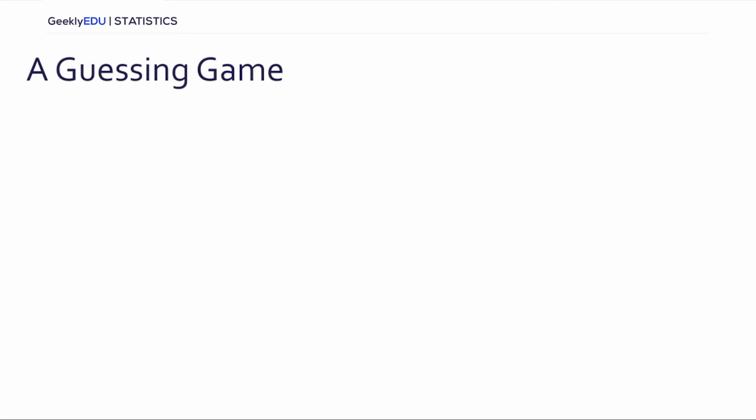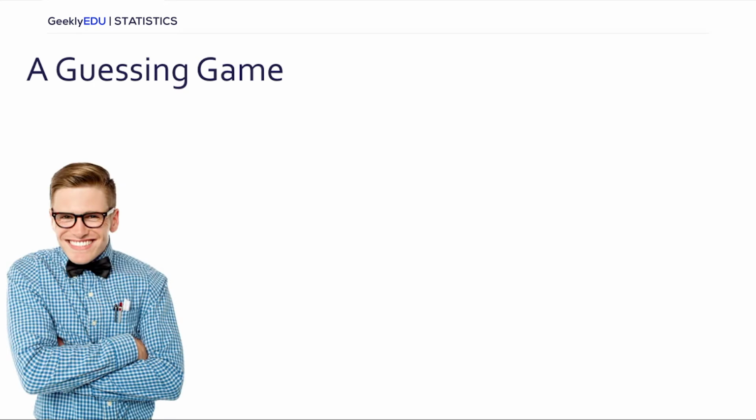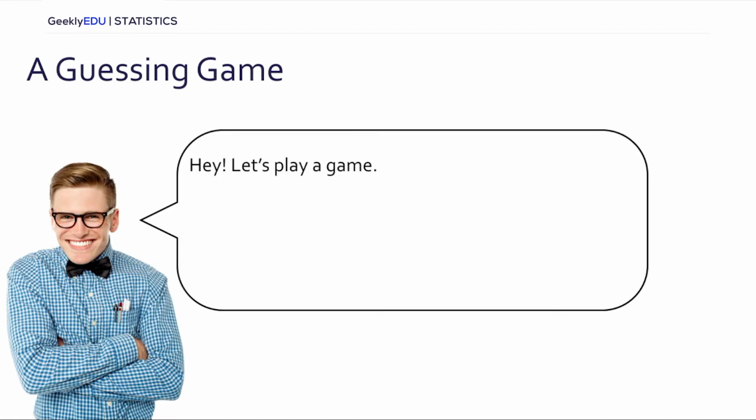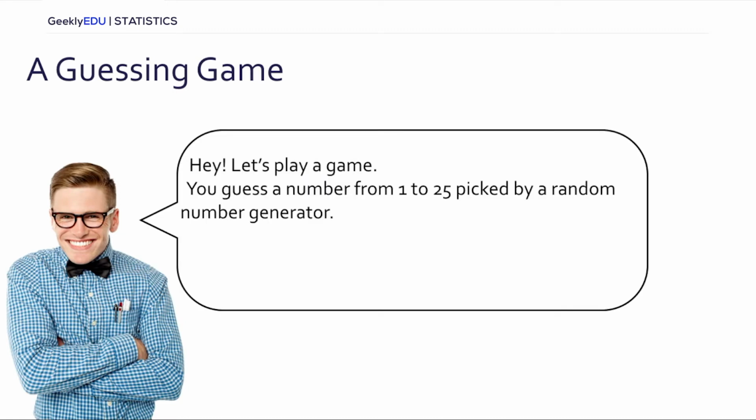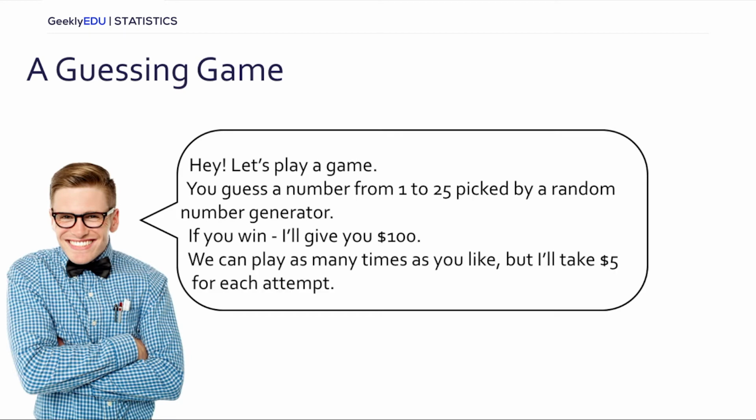Let's say you have a slightly obnoxious classmate who wants to play a game with you, and he offers you easy money. He says, all right, I have a number from 1 to 25 that's generated by a computer program, and you have to guess, and if you do, you win $100. However, if you don't, he's going to take $5 from you for each attempt.